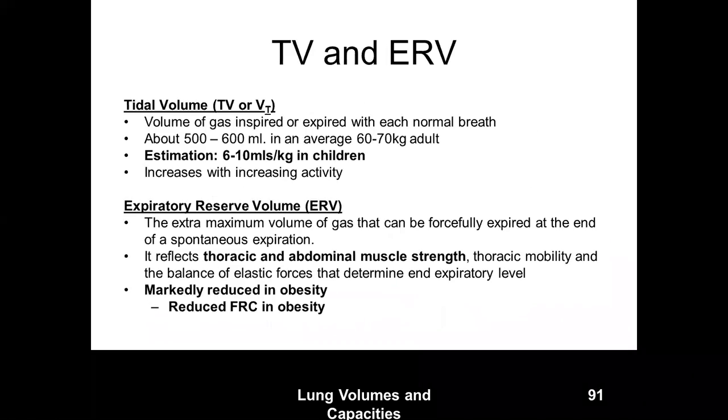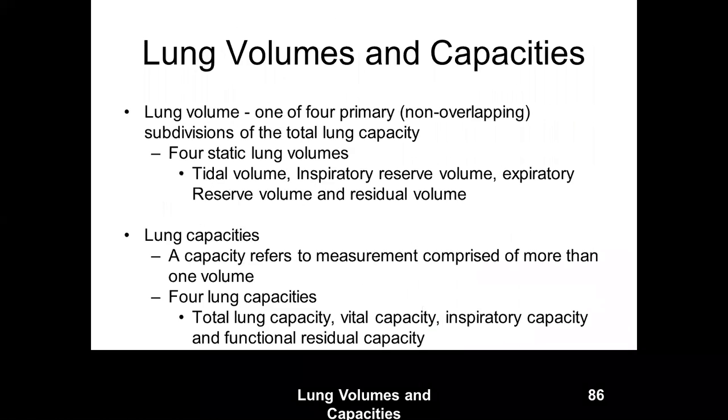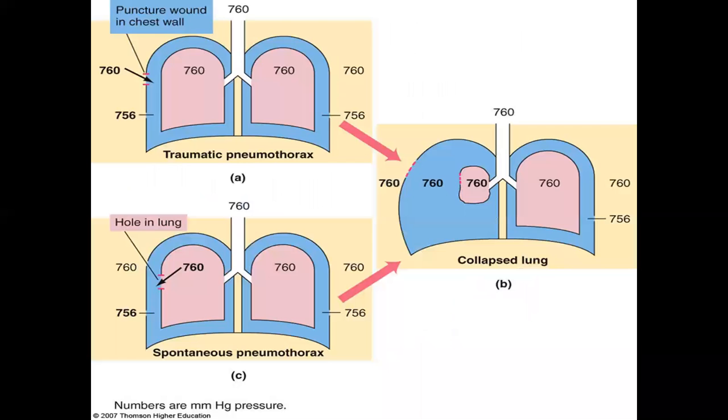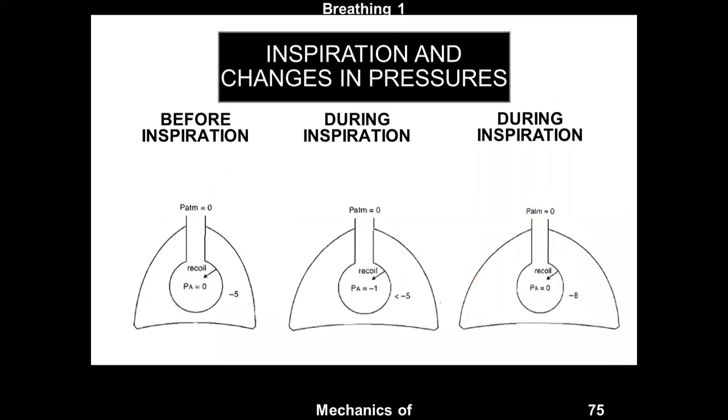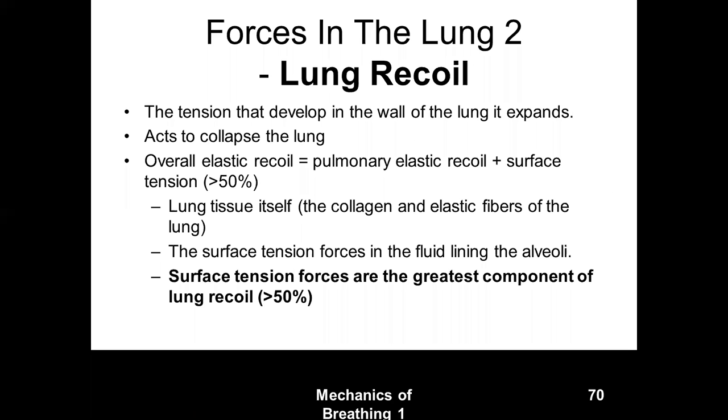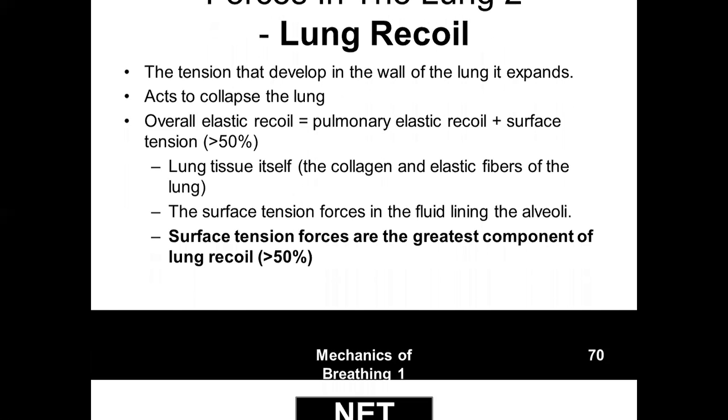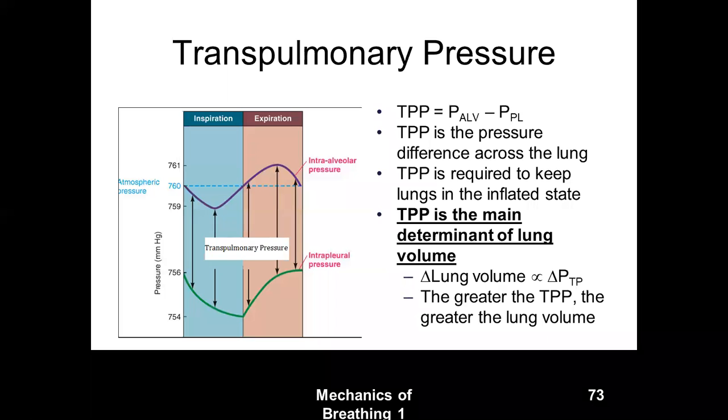And by definition, the transpulmonary pressure is the difference between the alveolar pressure or intrapulmonary pressure and the intrapleural pressure. So transpulmonary pressure basically is alveolar pressure minus the pleural pressure. And we said that the transpulmonary pressure is a primary determinant of lung volume. In other words, the bigger the transpulmonary pressure, the bigger the lung volume. So it's similar to Hooke's law.